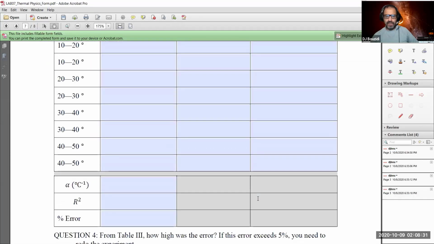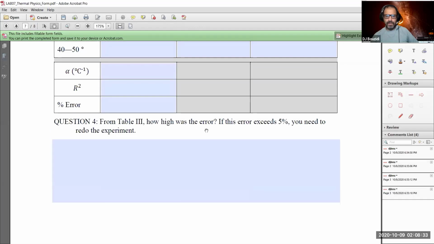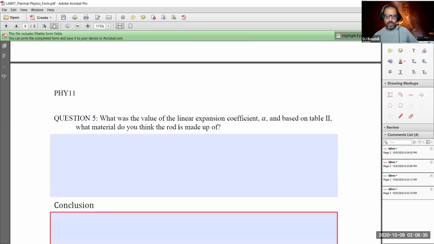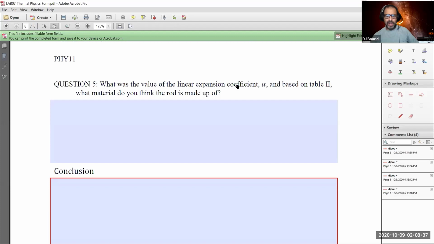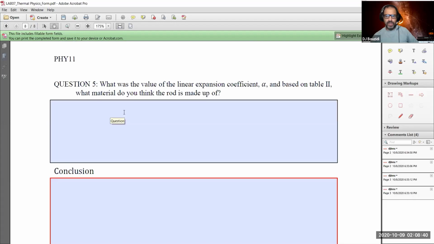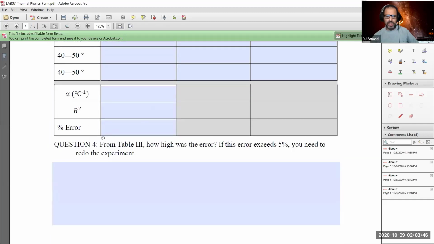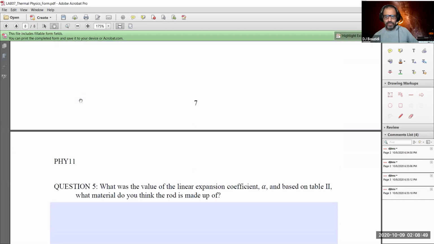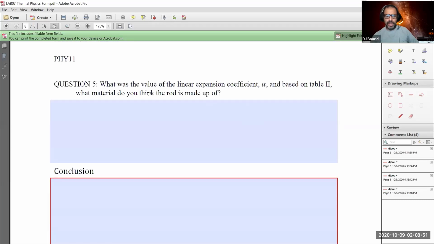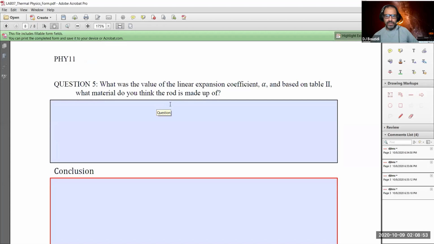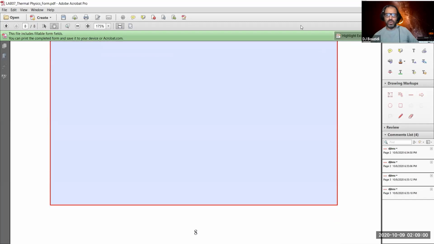It is based on your data from table 3. What was the value of the linear expansion? And here you said linear expansion is so and so times 10 to the negative 5 per degree Celsius. That's the unit for it. Remember, alpha is measured in per degree Celsius. And I think this material, based on table 2, is, and you're going to tell me what that material was. So it's a mystery material at this point. We don't know what it is. And as usual, your conclusion. Any questions?